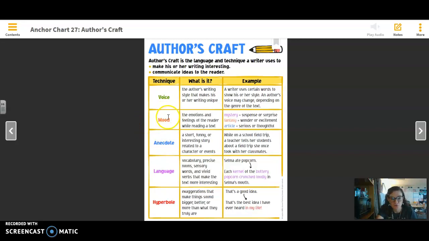Then there's also mood, and this is just the emotions and feelings of the reader while you're reading a text. So if it's a sad story, the mood is going to be kind of gloomy and dark. A mystery might have a mood of suspense or surprise, fantasy of wonder or excitement. An article, like from a newspaper, could be serious and thoughtful.